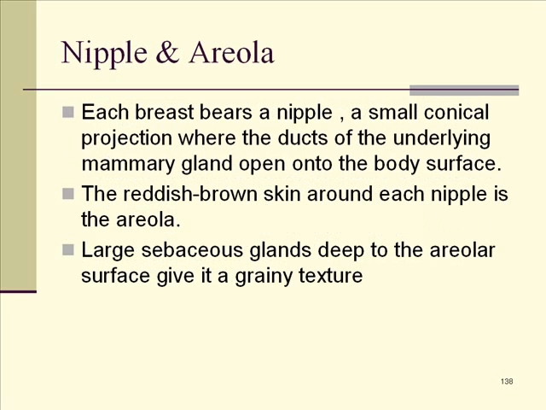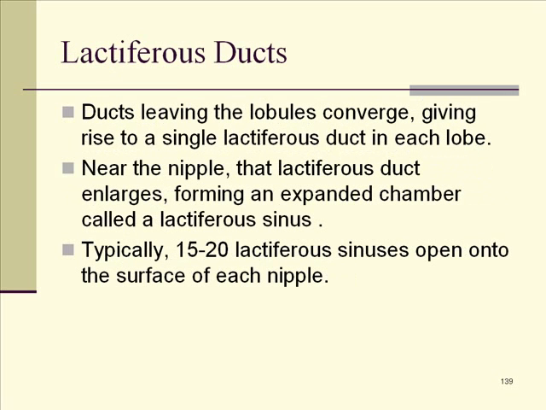A reddish-brown pigmented area around each nipple is referred to as the areola. A large sebaceous gland lies deep to the areola surface, which gives it its grainy texture. The ducts leaving from the lobules converge, giving rise to a single lactiferous duct on each lobe. Near the nipple, the lactiferous duct enlarges, forming an expanded chamber called the lactiferous sinus. Typically, 15 to 20 lactiferous sinuses open onto the surface of each nipple.